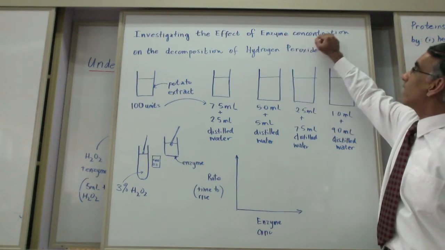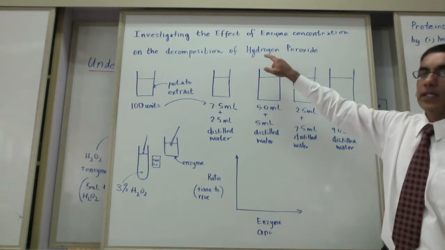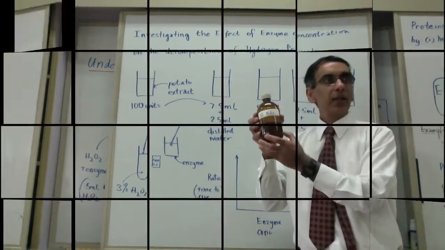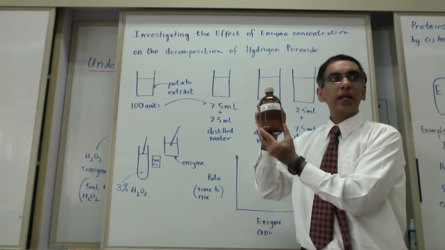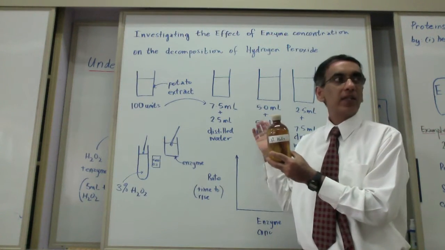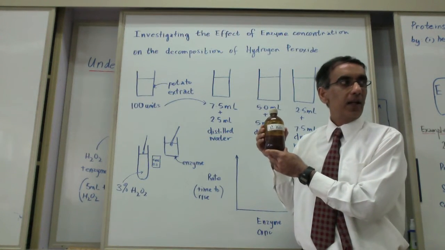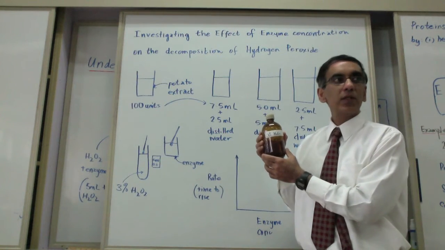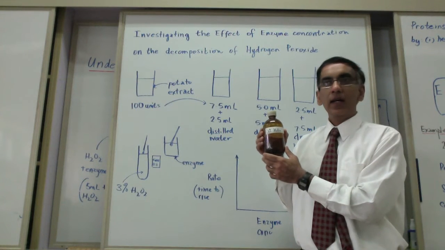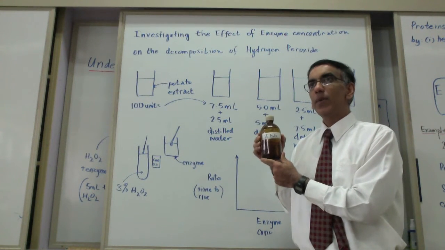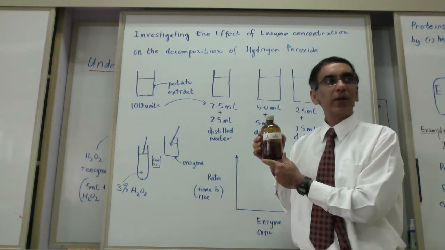The effect of enzyme concentration on the decomposition of hydrogen peroxide. And you are being given 3% hydrogen peroxide. The purpose of this investigation is so you can understand how we work with this one enzyme, and what tools we use to investigate how this enzyme works, and then use it to create your own independent question about enzymes.